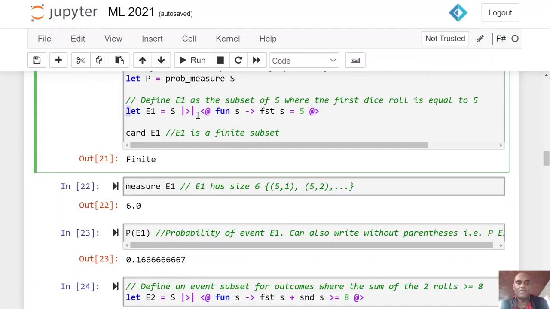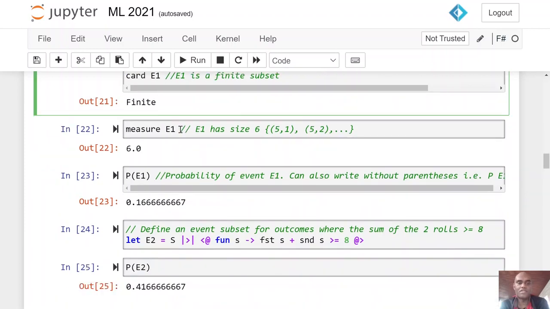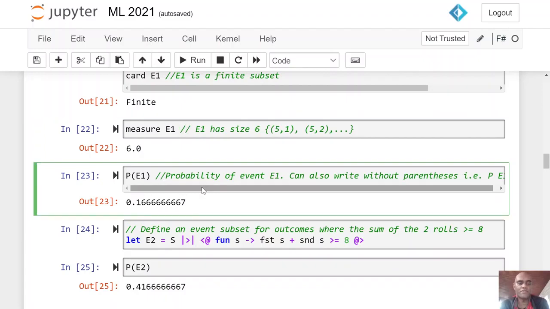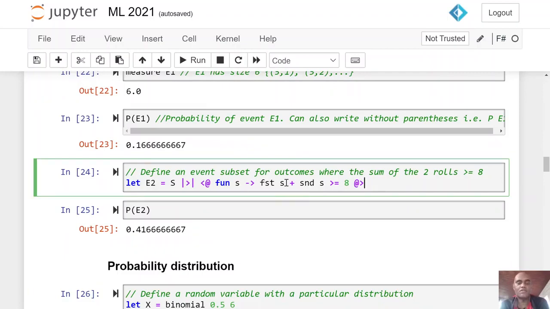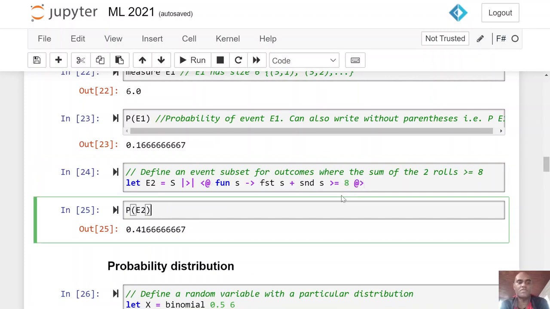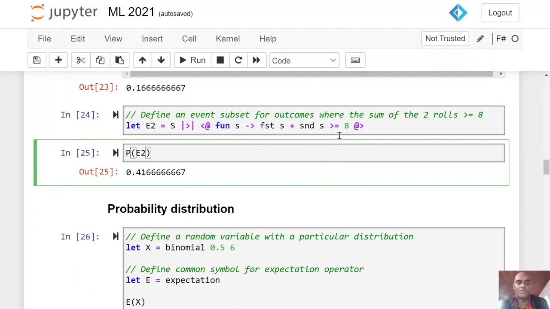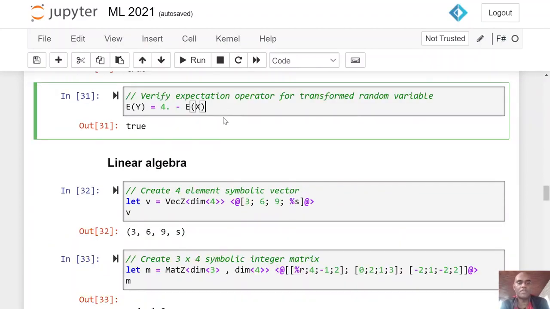And here we define a subset. So we're using F# quotations to define a subset of that particular sample space. And this has a finite cardinality. The size is 6, and once we have a finite size, we can find the probability of that particular event. And here we just do another subset. In this case, we're saying we want to find a subset of values where the sum of the two dice rolls is 8, and we can just find the probability of that. So these are all types and operators coming from the probability library.